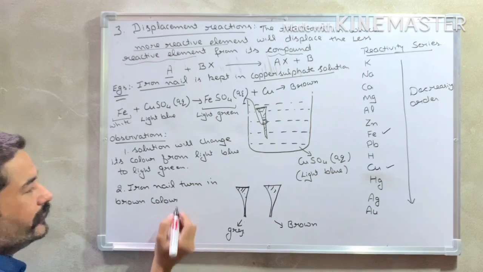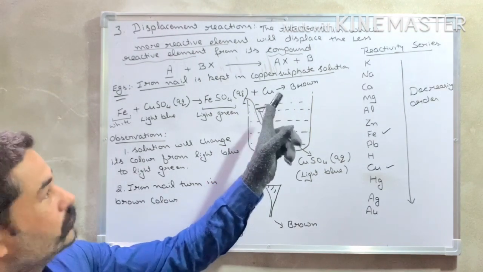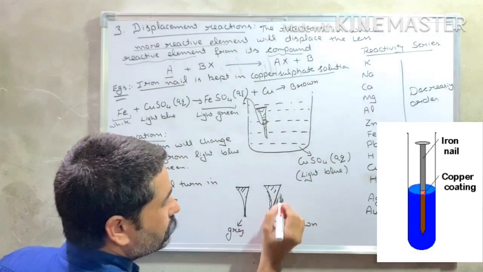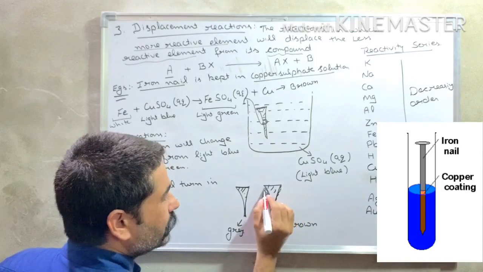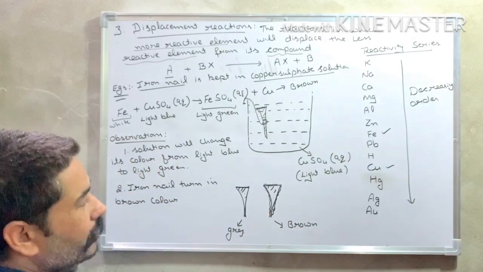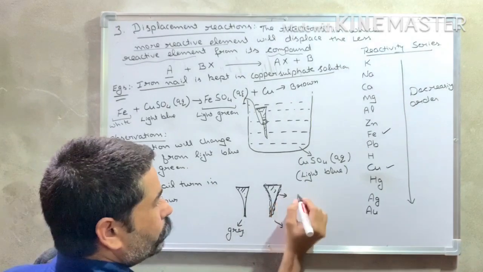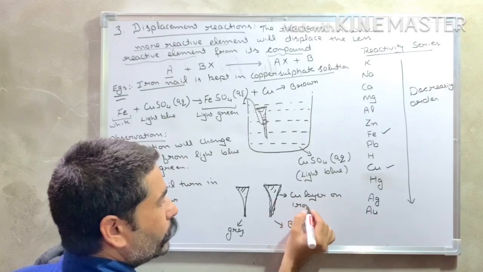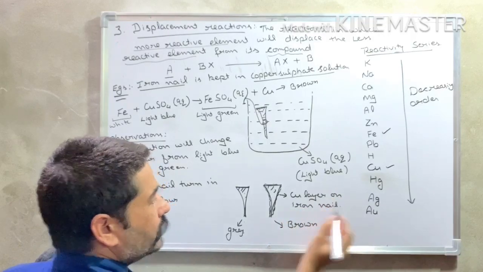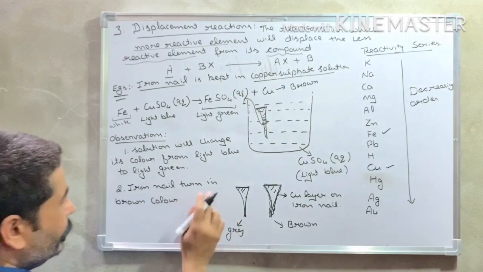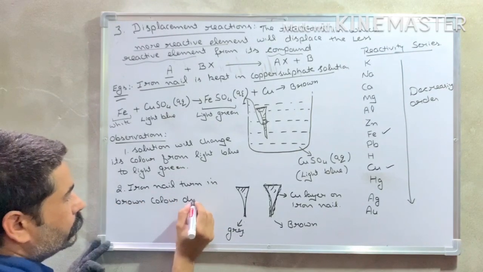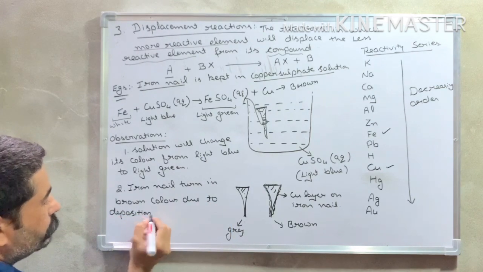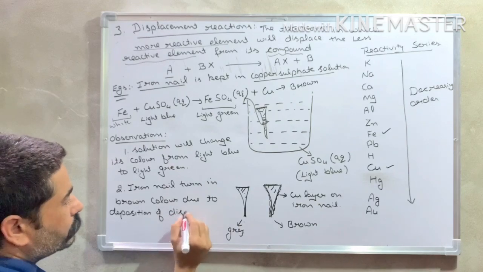Now what is the reason behind it? Because the brown copper displaced will get deposited on this iron nail. Displaced copper will get deposited on the iron nail. That's why the iron nail will turn brown in color. This is a copper layer, you can say, on the iron nail, due to which it will show its color as brown. So the iron nail turns brown due to deposition of displaced copper.